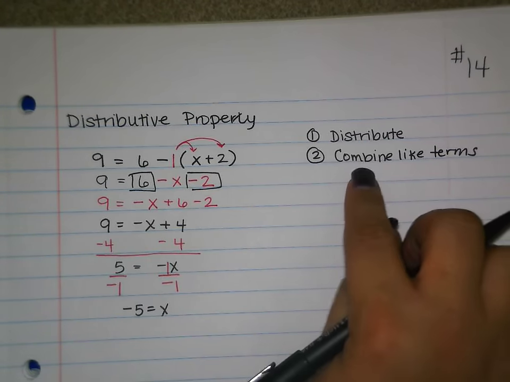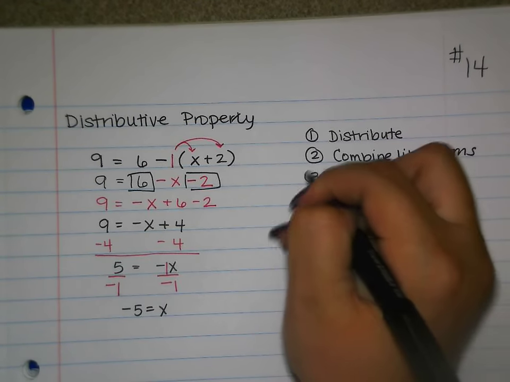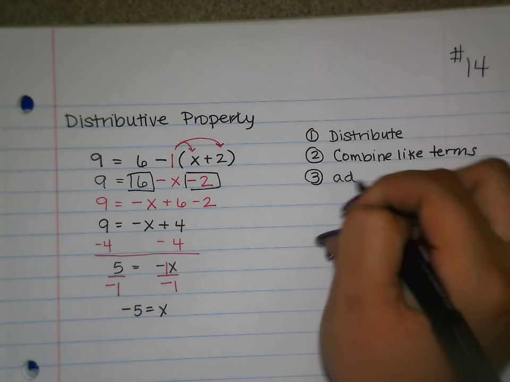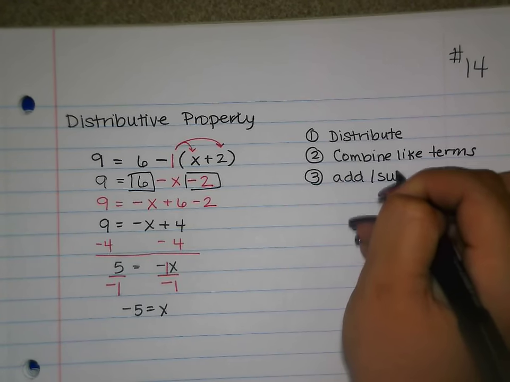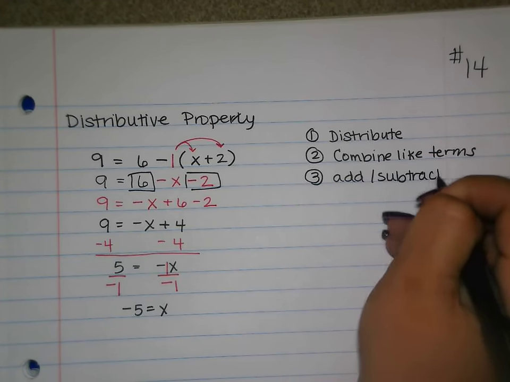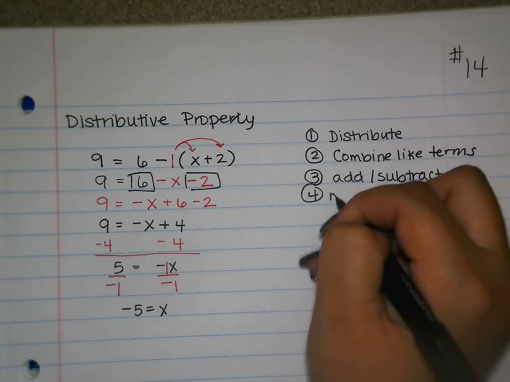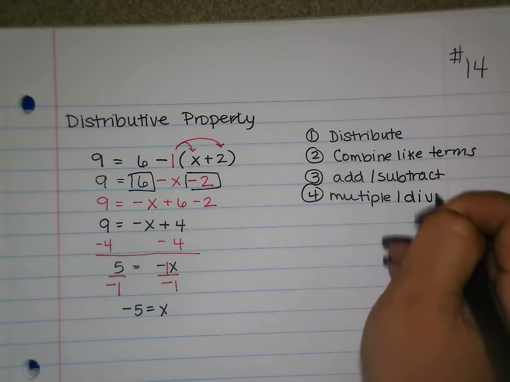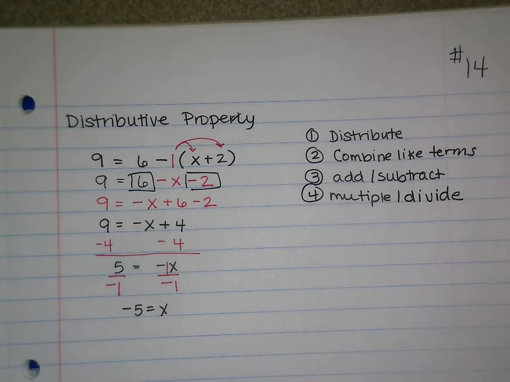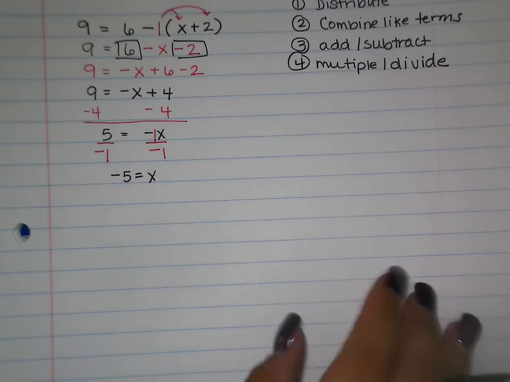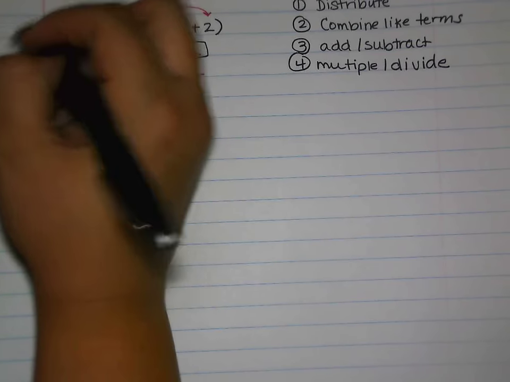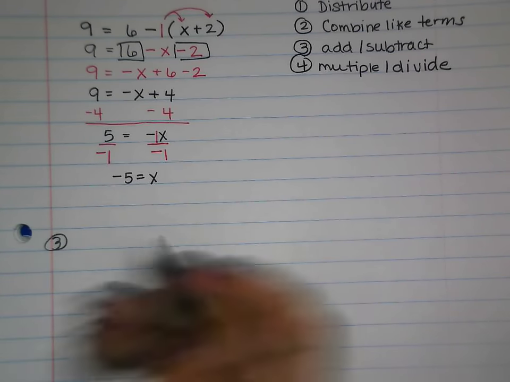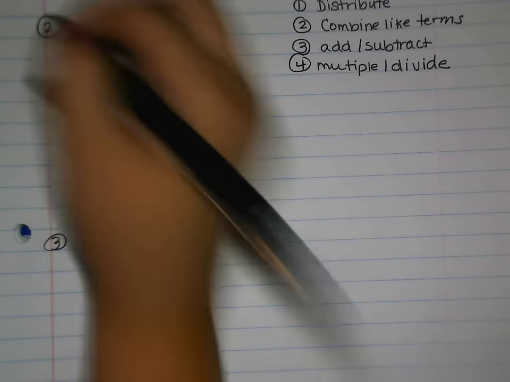So we distributed, we combined like terms, then we added or subtracted, and last we multiplied or divided, right? And those are the steps to just getting that x by itself. Okay, let's use one last example, and it's going to stick all that we've learned together.